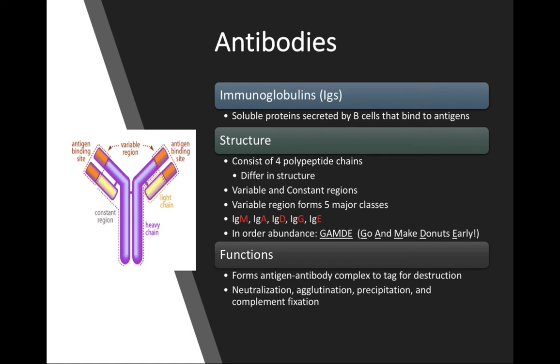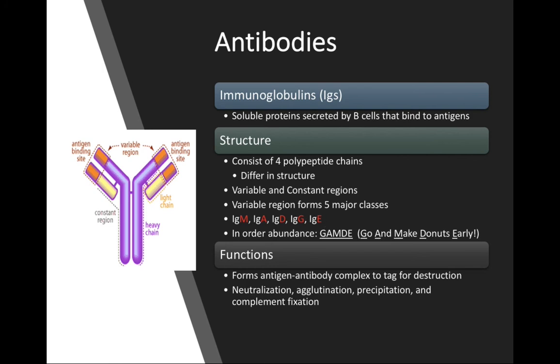Each antibody has a constant region and a variable region. The constant region does not change, and that can be seen over here. But the variable region can change based on the antigen that our body is fighting off. There are two antigen binding sites up here at the variable region, so each antibody can bind to two different antigens. Another word for antibodies is immunoglobulins, and we often abbreviate them as Igs. There are 5 classes of antibodies: IgMs, IgAs, IgDs, IgGs, and IgEs.